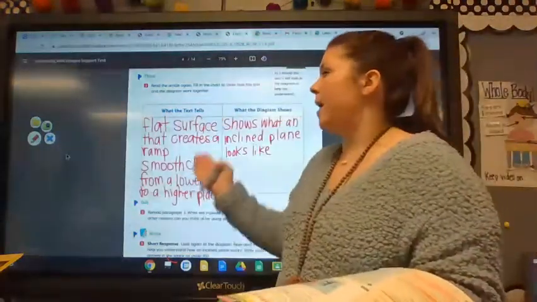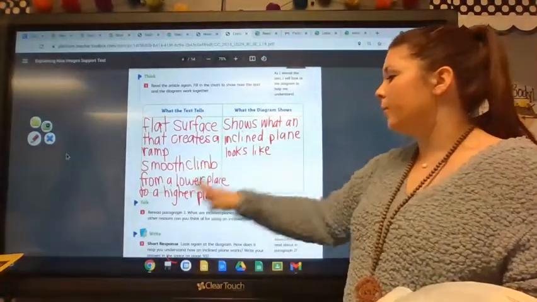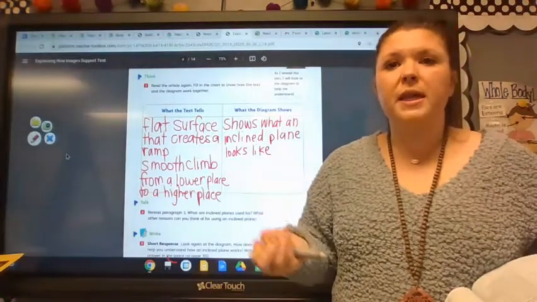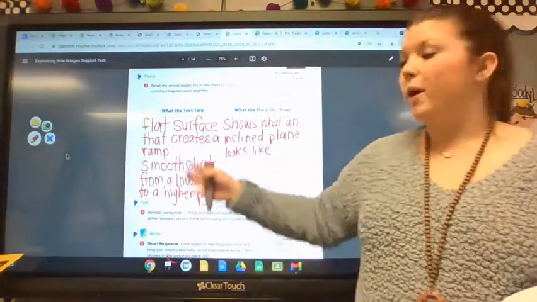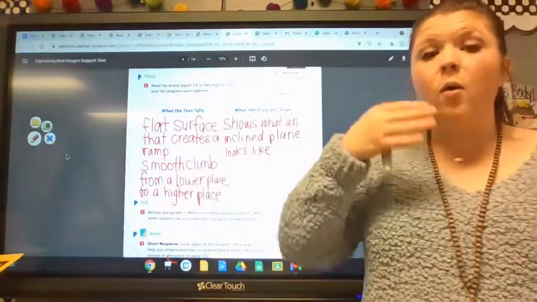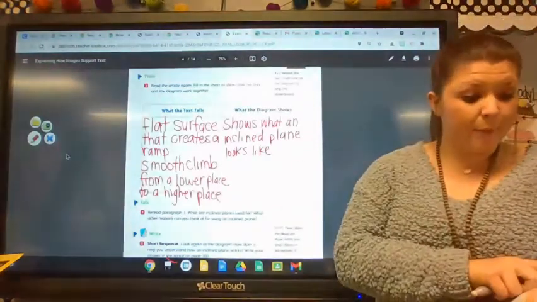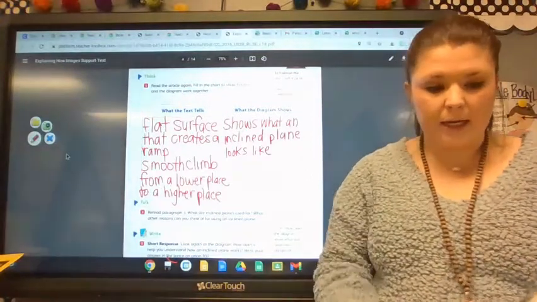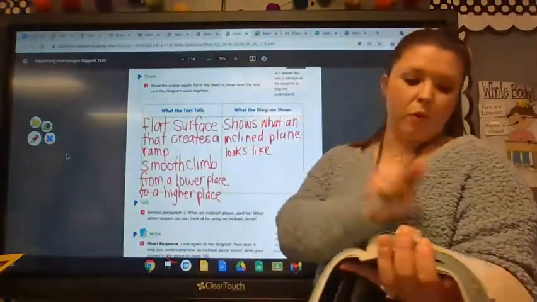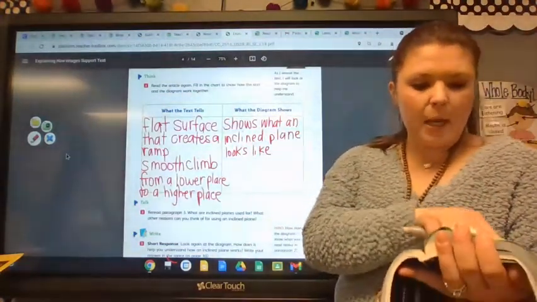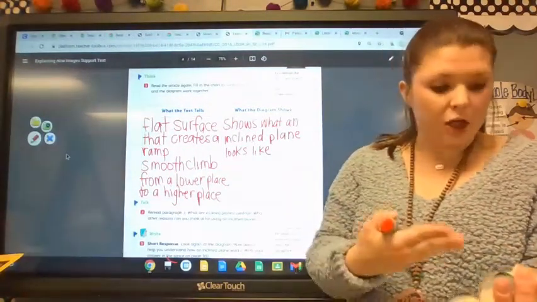Now, that information came from the text: an inclined plane is a flat surface that creates a ramp. It's a smooth climb from a lower place to a higher place. Now, we're just focusing on what the inclined plane is and not really what it does. What it is helps us know what it does, right? But our diagram gives us an example of what the inclined plane is used for, doesn't it? We see what the inclined plane looks like, moving from that lower place to that higher place. But this diagram is showing me an example of the inclined plane in use.